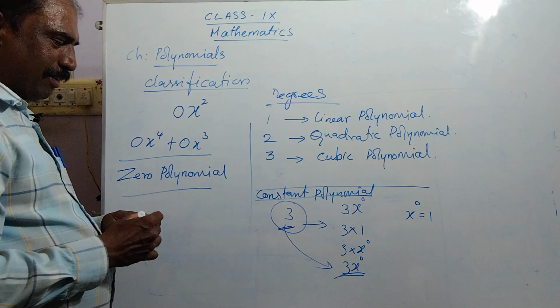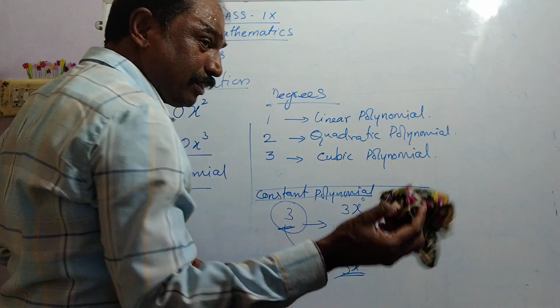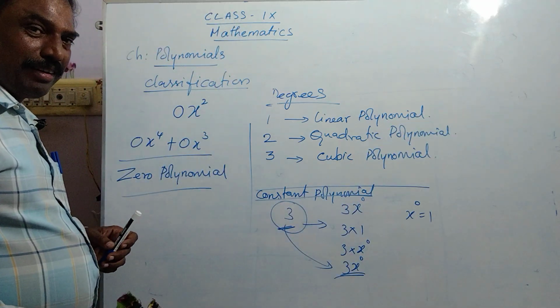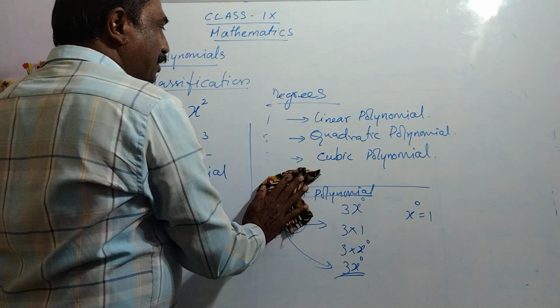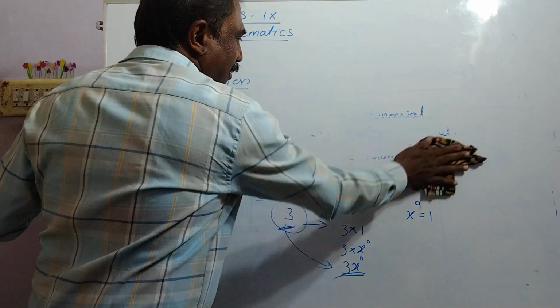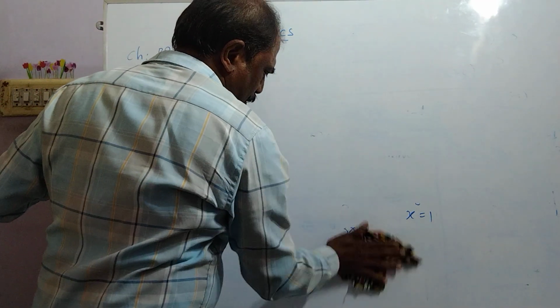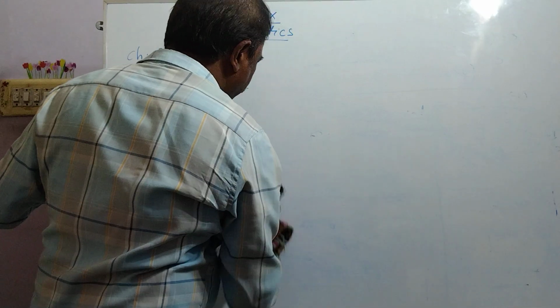Then some of you may be asking, what is the use of this zero polynomial? Yes, we do have a zero polynomial, just like the number 0 sometimes. Okay? So it's a zero polynomial.